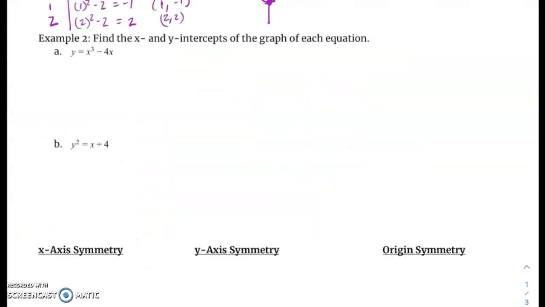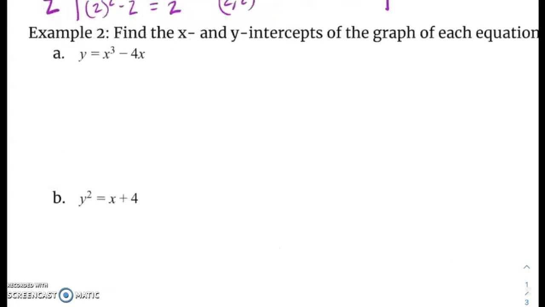In example 2, we're finding x and y intercepts of a graph. So when we look at an equation, if you want to find the y-intercept, which is where it crosses the y, then the x value would be 0 on that graph. So you can plug in 0 for x. So basically, when you're looking for x and y intercepts, you are going to plug in 0 for x to find a y value, the y-intercept, and you're going to plug in 0 for y to find the x-intercept of the graph.